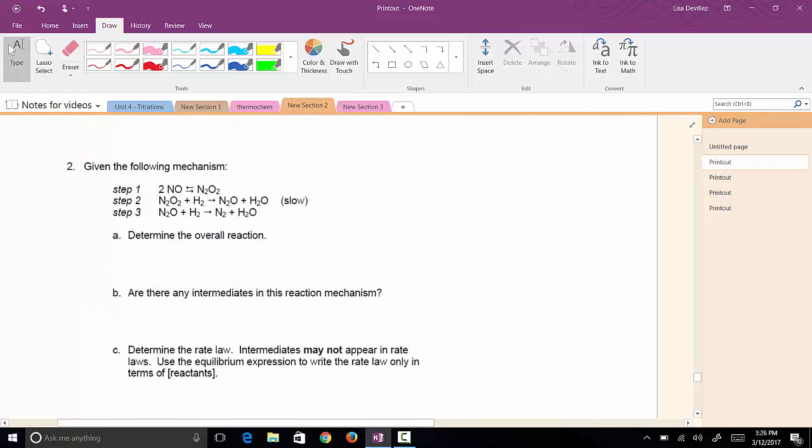Okay, here it says, given the following mechanism, determine the overall reaction. Let's add this together. The N2O2 is canceling. Anything else cancel? N2O is canceling. So what am I getting? I'm getting 2NO plus 2H2, and that's going to yield N2 plus 2H2O.